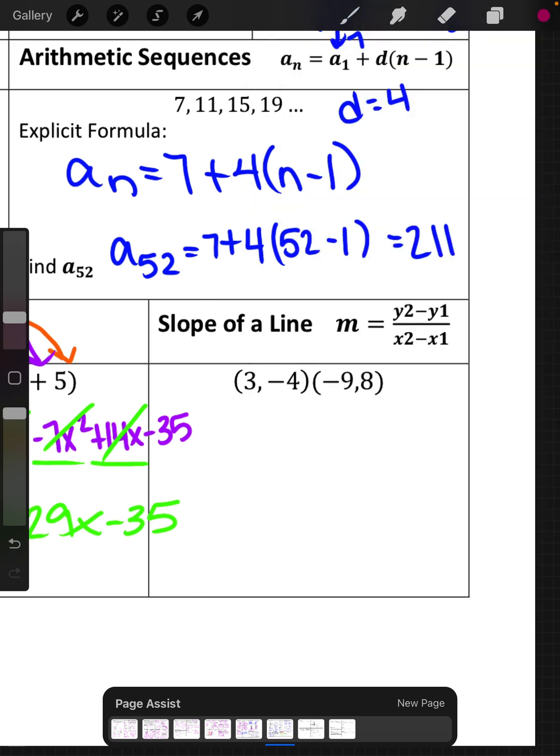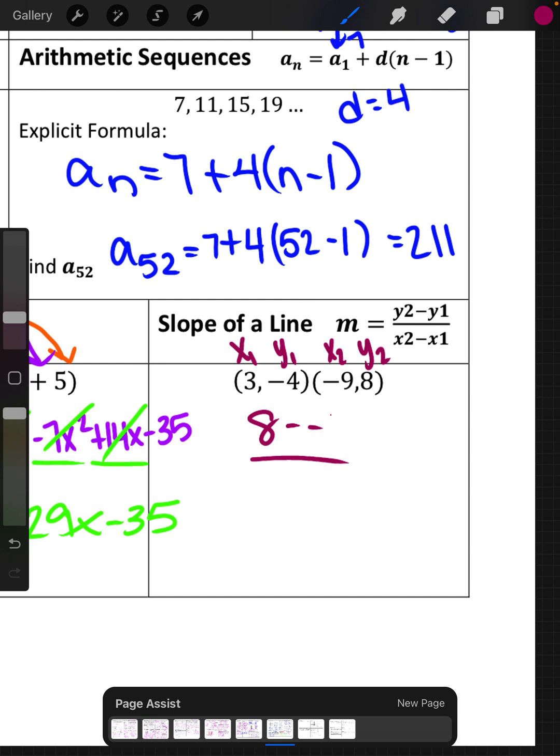I'm going to change the color just because this is a little bit hard to see. Why not just pick that one? Okay. So slope of a line, and then they gave you the equation for finding the slope of a line, which is y2 minus y1 over x2 minus x1. So this is x1 and y1 and x2 and y2. So I'm going to go ahead and set that up.